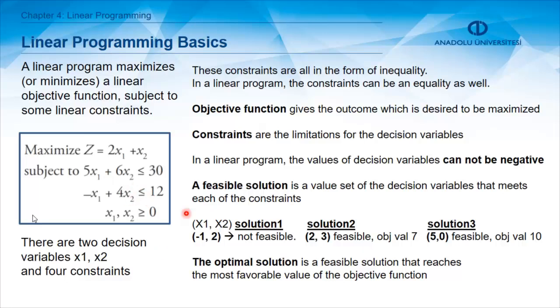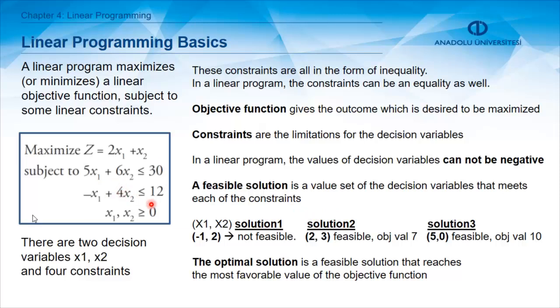What we do here is setting the values of decision variables in the constraints to the values of solution 2. x1 is 2, then 5 times 2 here is 10, plus x2 is here in solution 2, it's 3, so 6 times 3 yields 18. 18 plus 10, it's 28, and it's still less than 30. That means this constraint is met by solution 2.